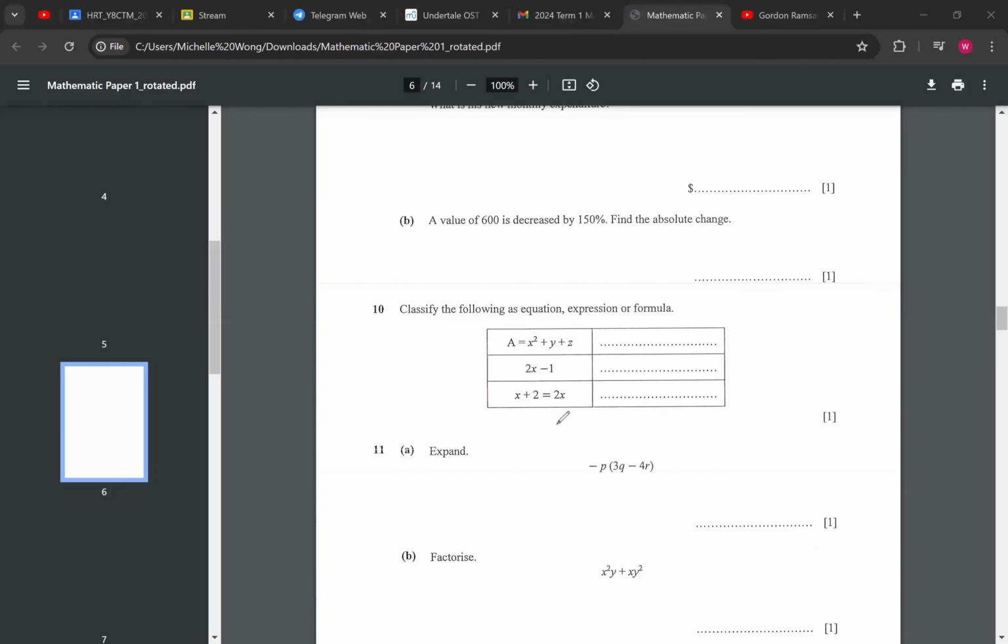For number 10, classify the following as equation, expression, or formula. The first one is formula, as you can see, there are all the alphabets and the equal sign. The second one is expression. The third is equation, as you can see, it is like an equation.